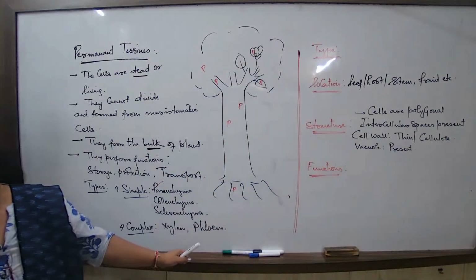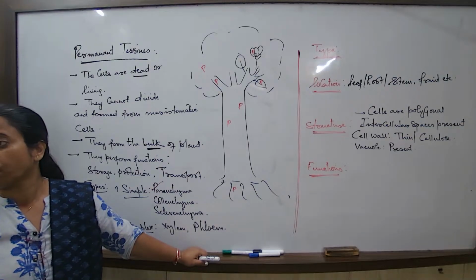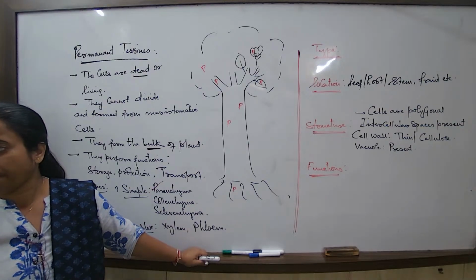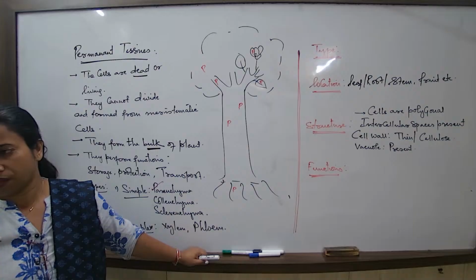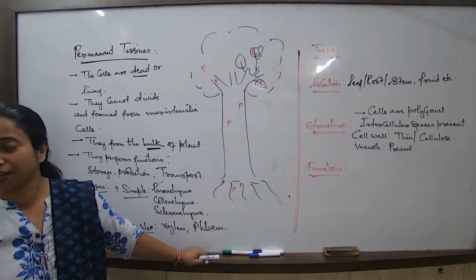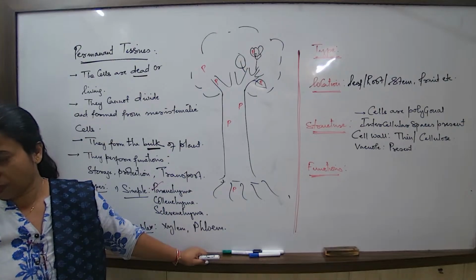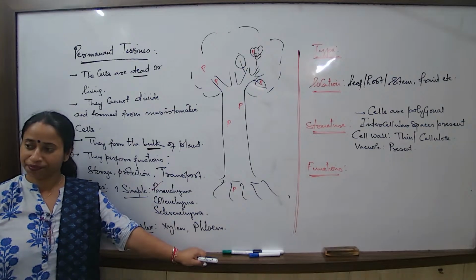What was sap? It's a liquid. Sap. The vacuole is full of sap.